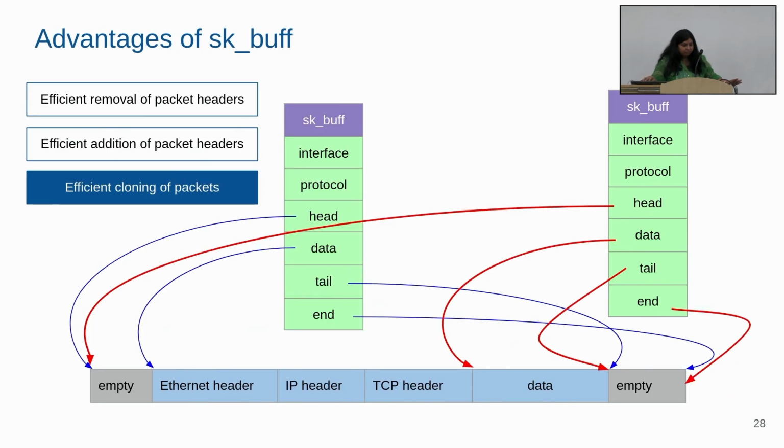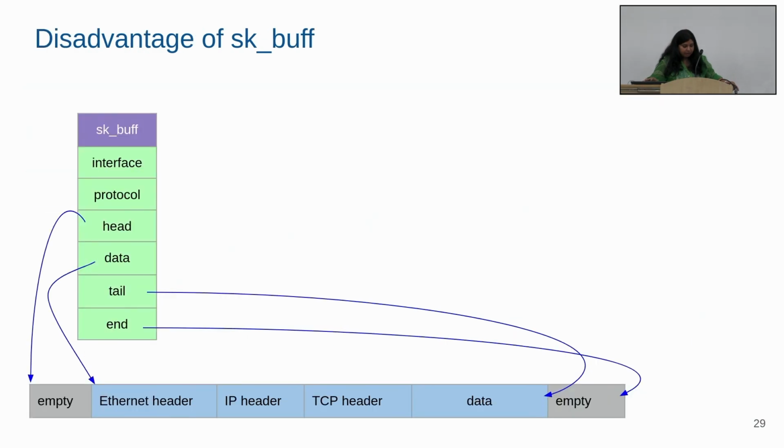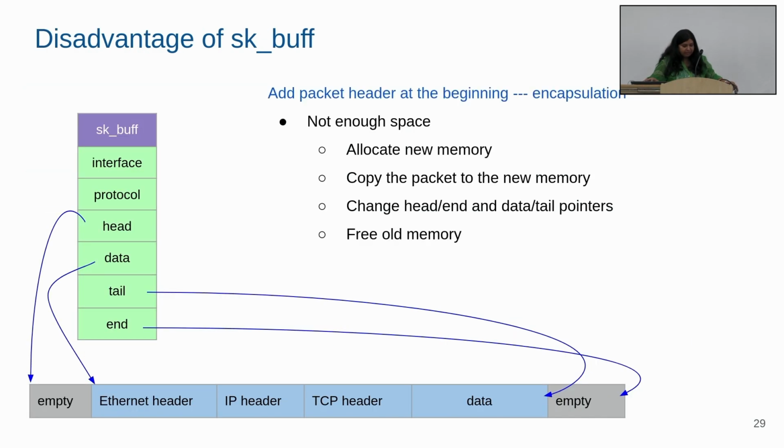So the advantages of skbuff are enough to use it for the networking subsystem. And what is the problem? As we said earlier also, one of the problems is you can't write packet data. You can only read if there is cloning.